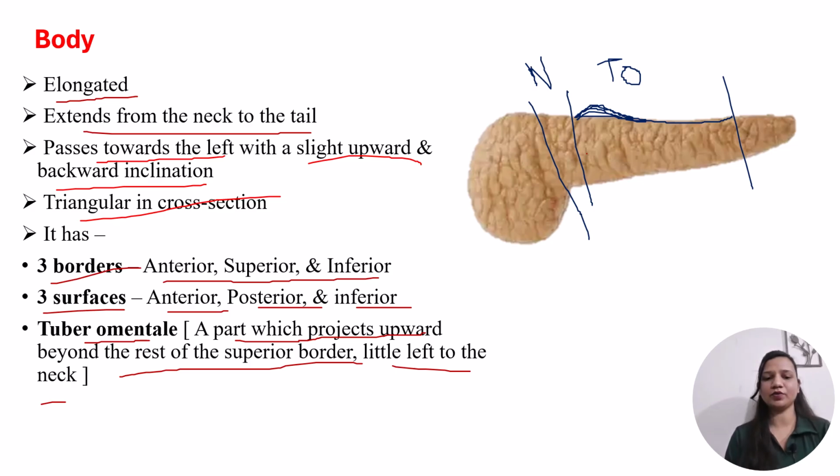Again, an important point that you have to keep in mind. We have seen the body is triangular in cross section, and because of that it has 3 borders which are anterior, superior and inferior. It has 3 surfaces which are anterior, posterior and inferior, and also a structure called the tuber omentale.